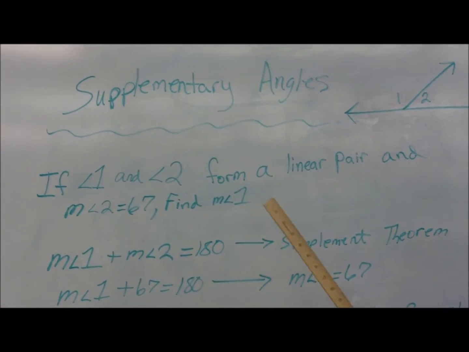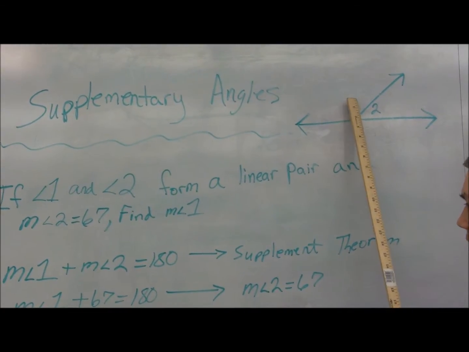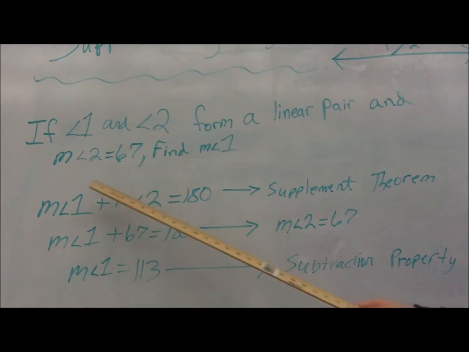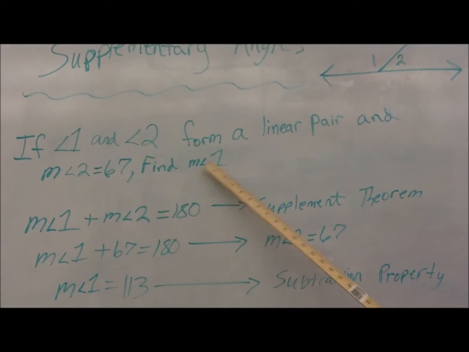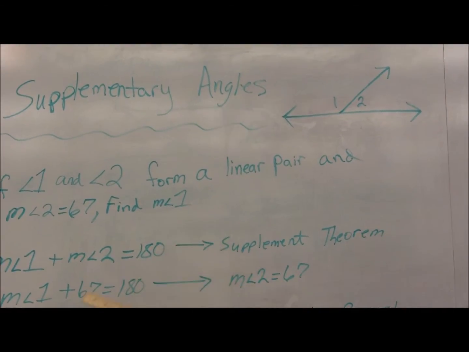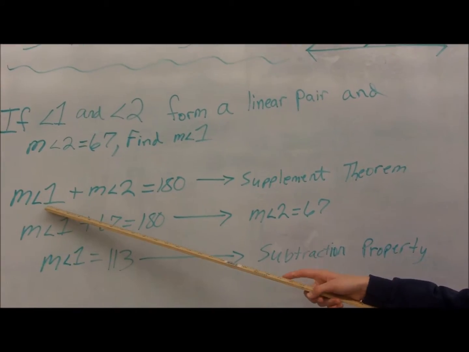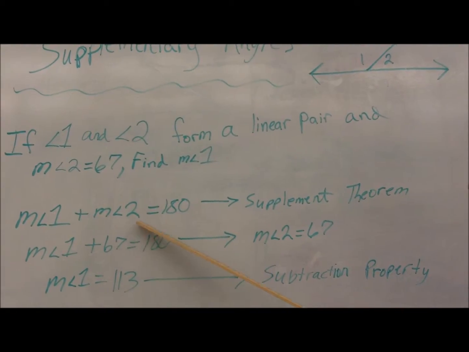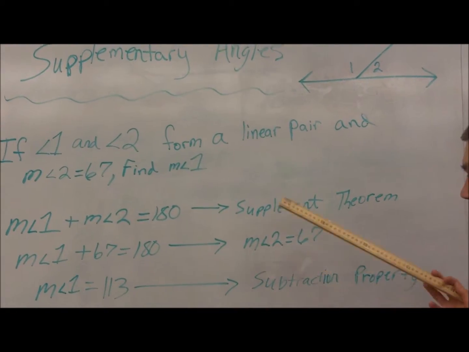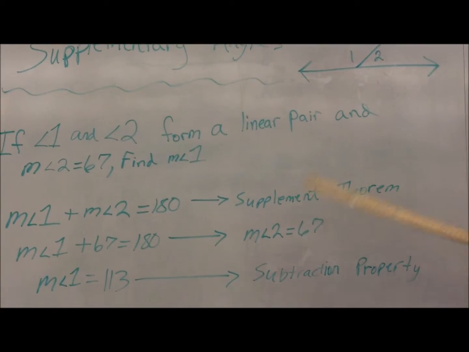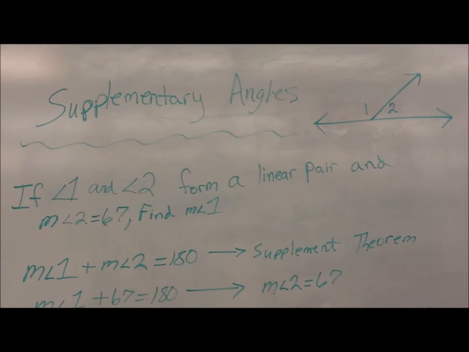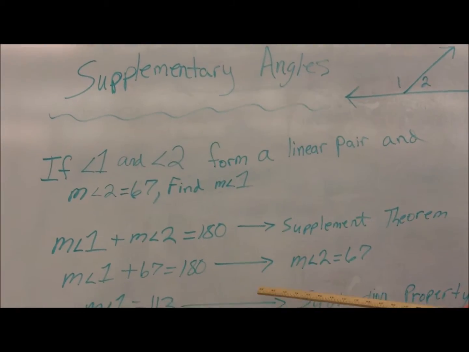Okay, supplementary angles. Angle 1 and angle 2 form a linear pair, and the measure of angle 2 is 67. Find the measure of angle 1. And the measure of angle 1 plus the measure of angle 2 equals 180 because of the supplementary, which states that if two angles form a linear pair, then they equal 180, or they are congruent.